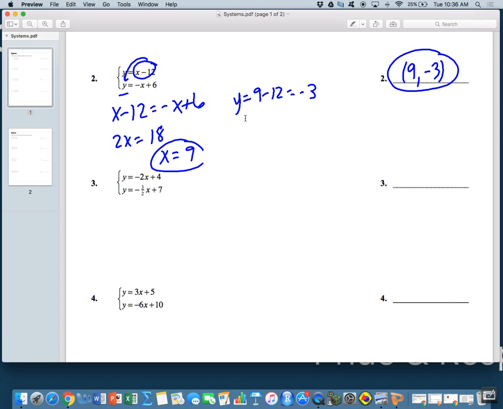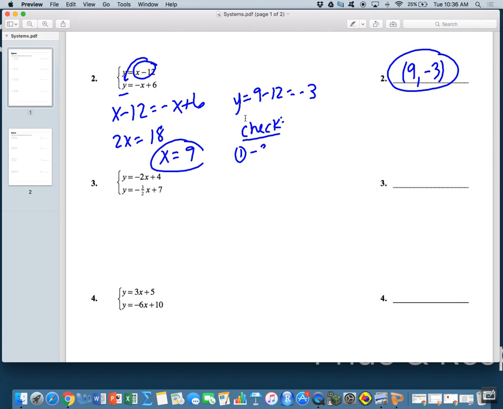Now, you're not done. You have to check your answer. How do you check your answer? And I don't mean, come look at your answer key. Test. Plug it into both of the equations. So you need to show me that. I will not give you full credit if you do not check both of your answers.